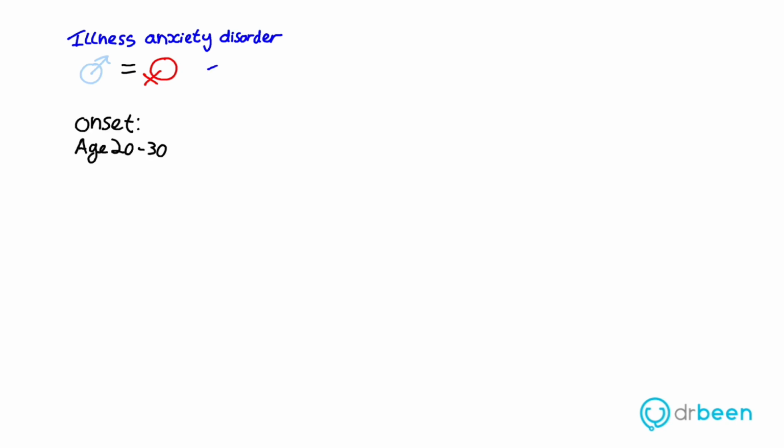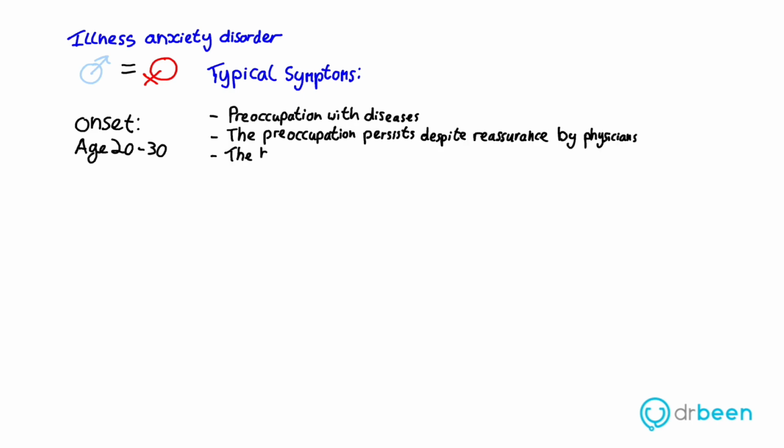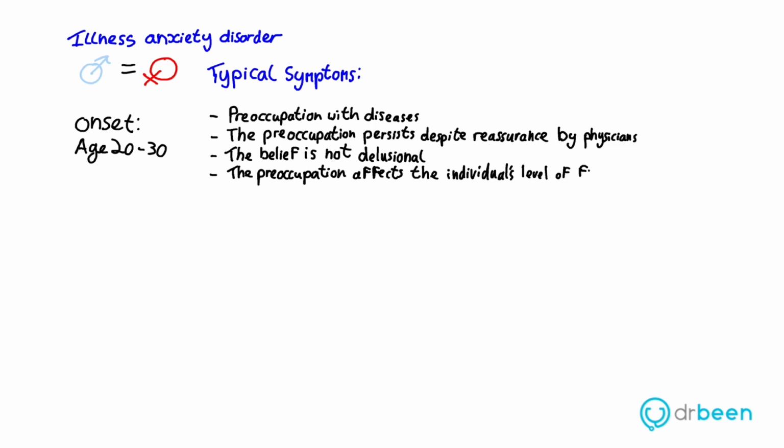In terms of risk factors or epidemiology of illness anxiety disorder, men and women are affected equally. The most common onset is between the ages of 20 and 30. Typical presenting symptoms may be the following: preoccupation with disease. Preoccupation persists despite constant reassurance by physicians. The belief is not delusional. The preoccupation affects the individual's level of functioning. Duration is at least 6 months.